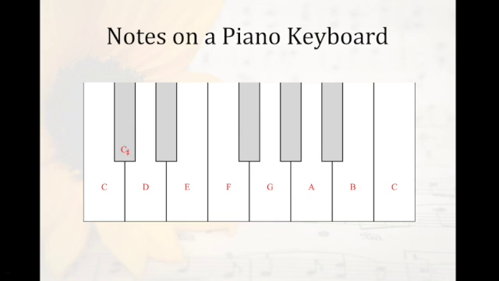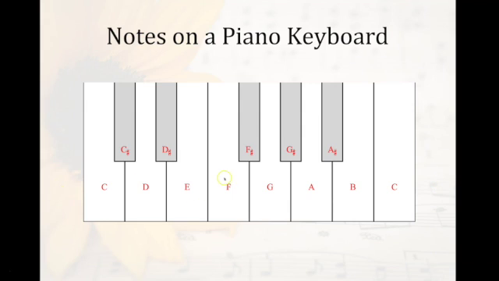If we start with the sharps, here's a C and a half step higher, going to the right on the piano keyboard, is C sharp. Here's a D. Going to the right on the piano keyboard is D sharp. The F sharp, G sharp, and A sharp.